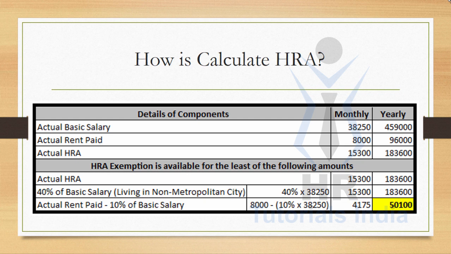Now the final option is actual rent paid by the employee minus 10% of the basic salary. Here actual rent paid by the employee is 8,000 minus 10% of basic salary, that is 38,250. The difference of these two amounts gives 4,175 rupees per month, whereas 50,100 is per annum. If we see all the three options, in the first option it is 1,83,600, in the second option it is 1,83,600, and in the third option it is 50,100 rupees. Among these three options, the lesser is 50,100. Hence 50,100 is considered, and this is the amount of HRA that is exempted from taxes.